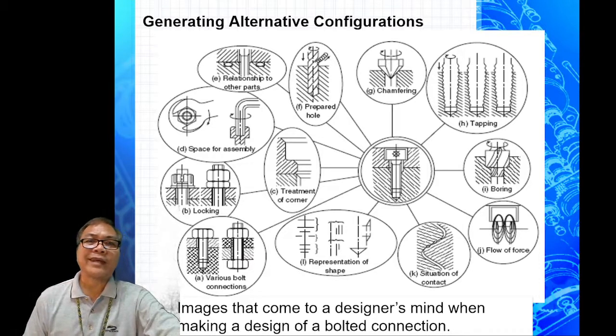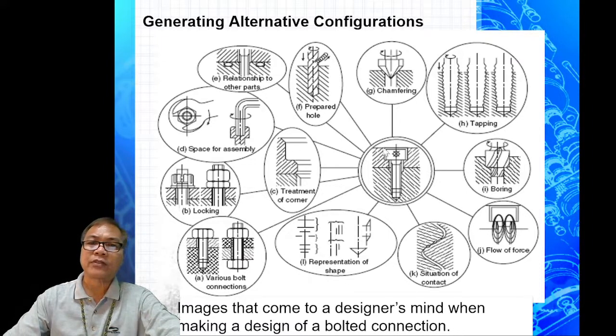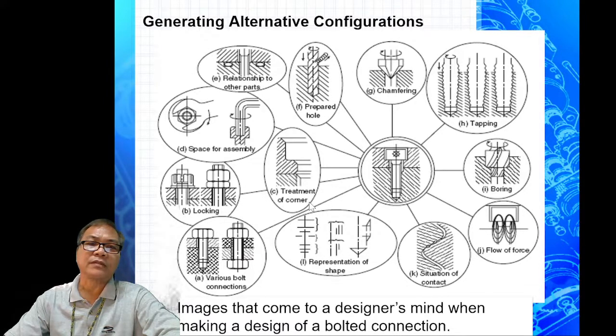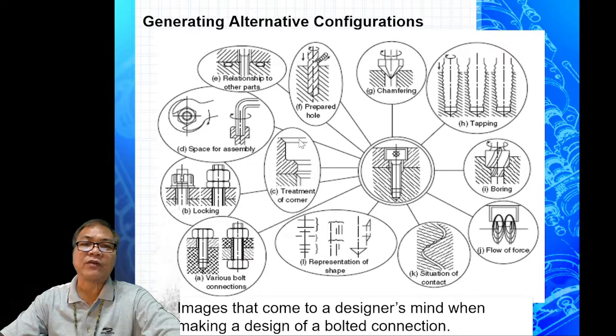Okay, so generating alternative configurations. So images that come to a designer's mind when making a design of a bolted connection. So this is the bolted connection, no? So bolted connection, you can have different ideas in your configuration design, no? You may start with various bolt connections. Ingon ani ba nga connection ang imo nga connection nga na usarang ka screw diri, ang diri could be welded, no, or you can have a bolt system nga naingon ani locking, no, or it can be ang iya pud mga how you are going to treat the corner. So these are mga specific questions that you have to answer.